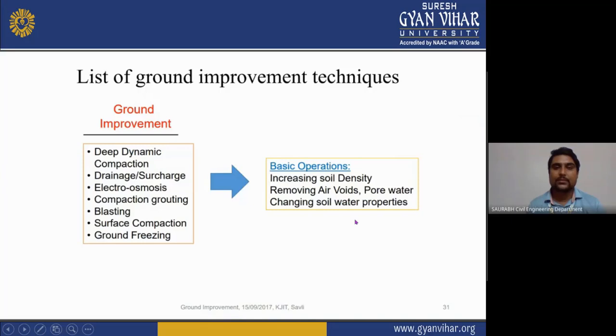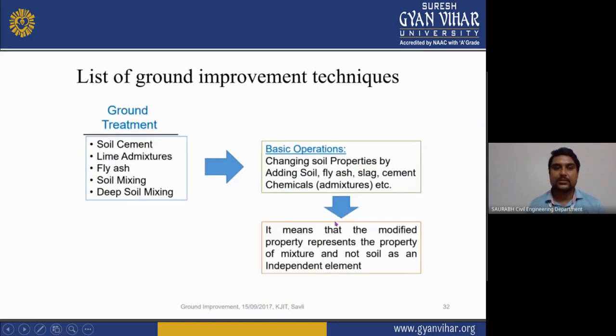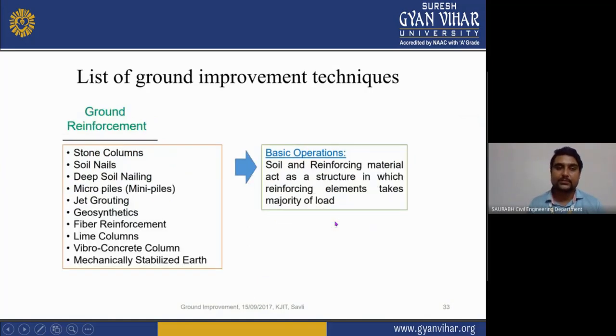Now we will see the list of ground improvement techniques. Ground improvement can be done by deep dynamic compaction. It can be done by drainage, surcharge, electroosmosis, compaction grouting, blasting, surface compaction, and ground freezing. As you can see, it can increase the soil density by the removal of air voids or water, changing the soil water properties. So these are some basic techniques of soil improvement.